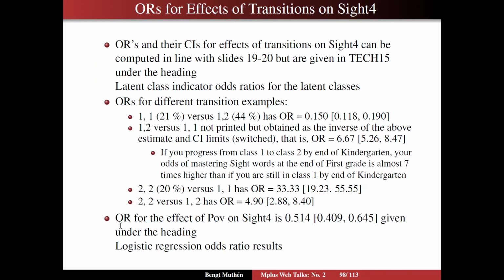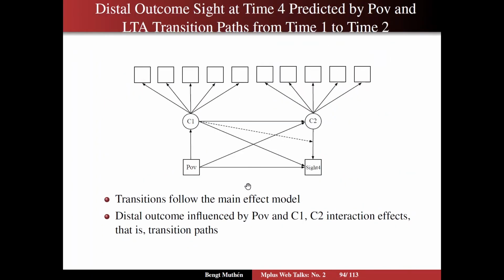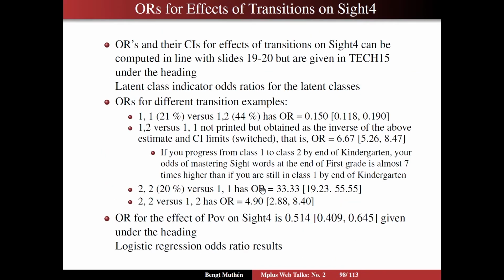Now, we also have the odds ratio for the effect of poverty on site 4. Up here we talked about the effect of the C1, C2 classes on site 4. So now, if you go back 4 slides, we're talking about this effect here. And that's 0.514. So if you're in poverty, you're about half as high odds to get site 4 right. And that's irrespective of class by this model, as given under the heading Logistic Regression Odds Ratio Results.